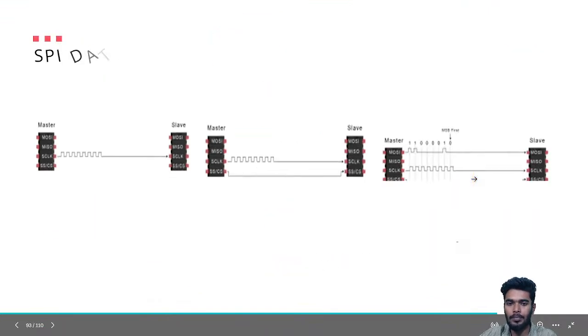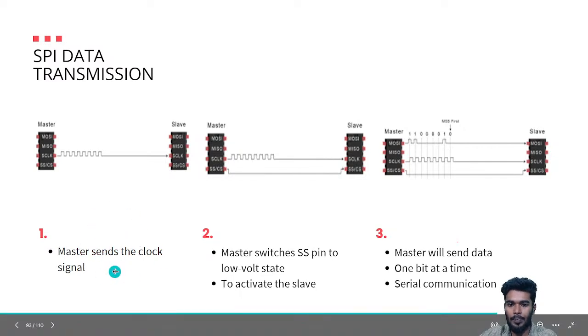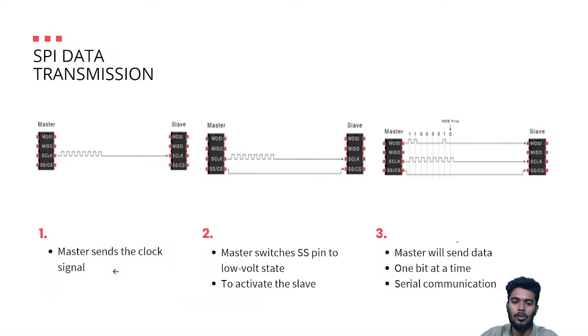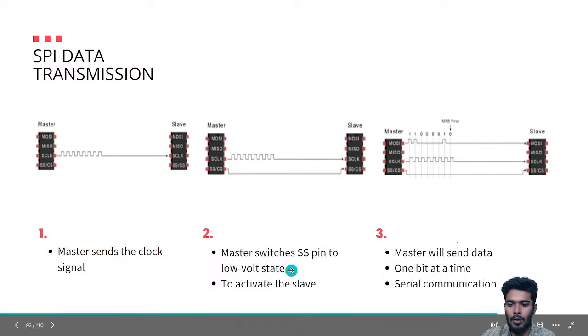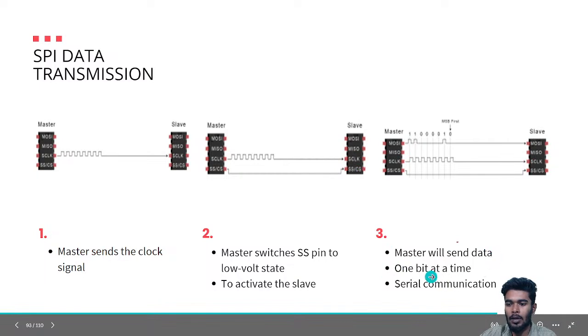Next, we will see how SPI data transmission works. First, the master will send the clock signal. As it is a synchronous communication, the first thing the master will do is send the clock signal. Then the master switches the SS pin from high to low, to logic 0, to activate the slave. Then the master will send the data 1 bit at a time, because it is a serial communication, right?